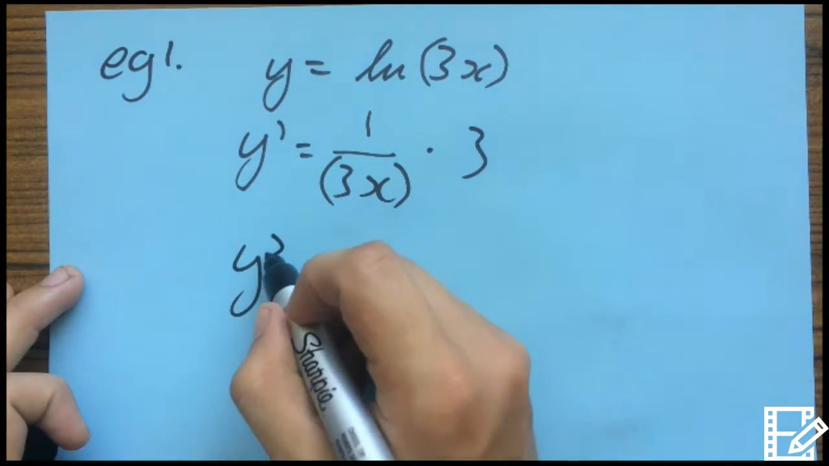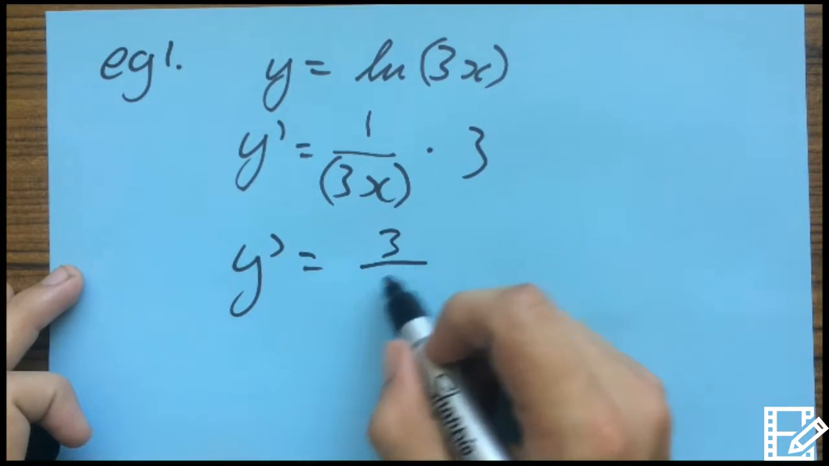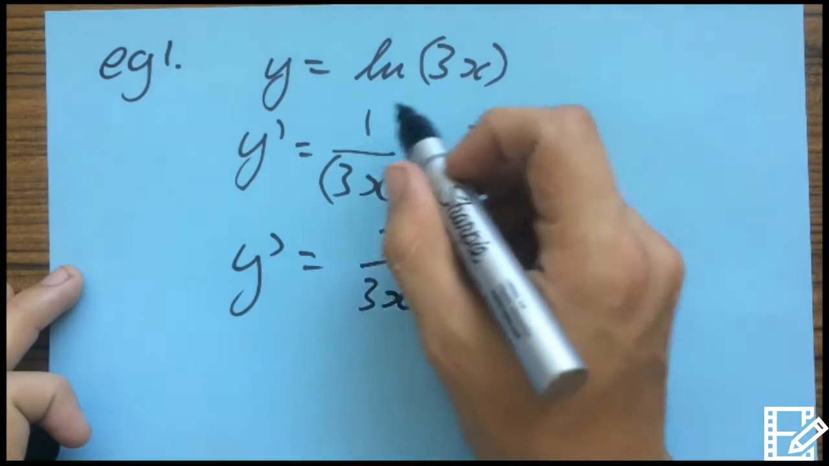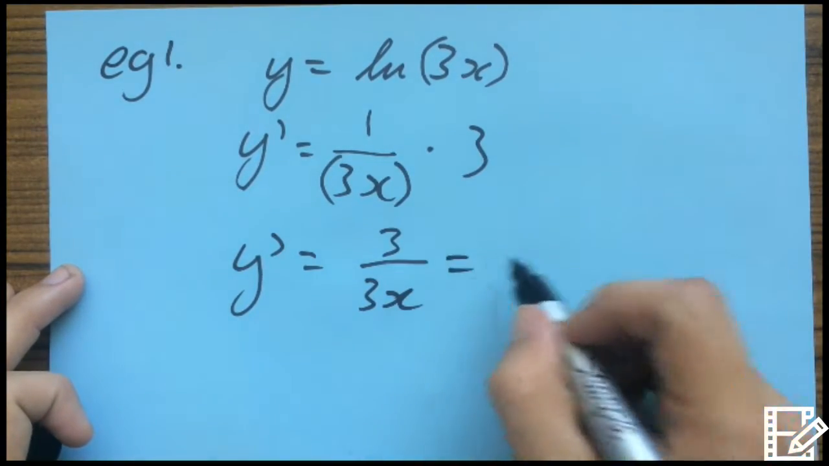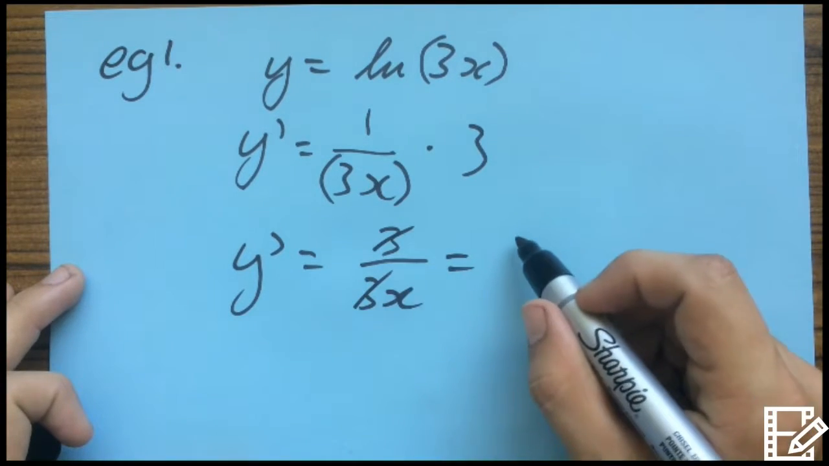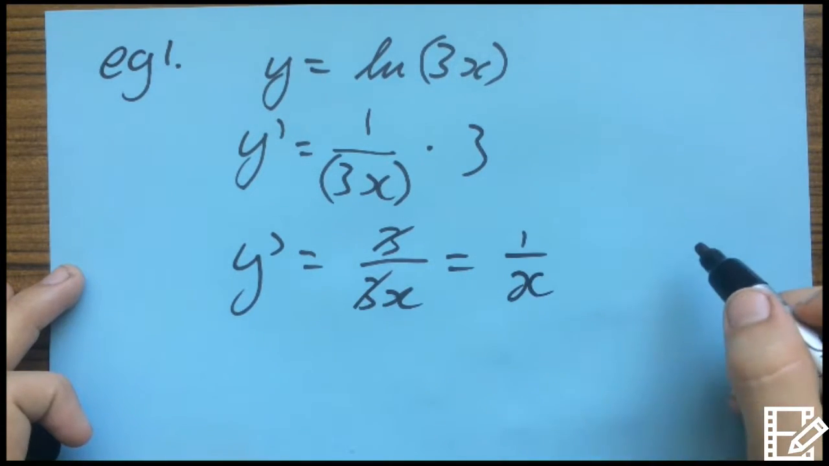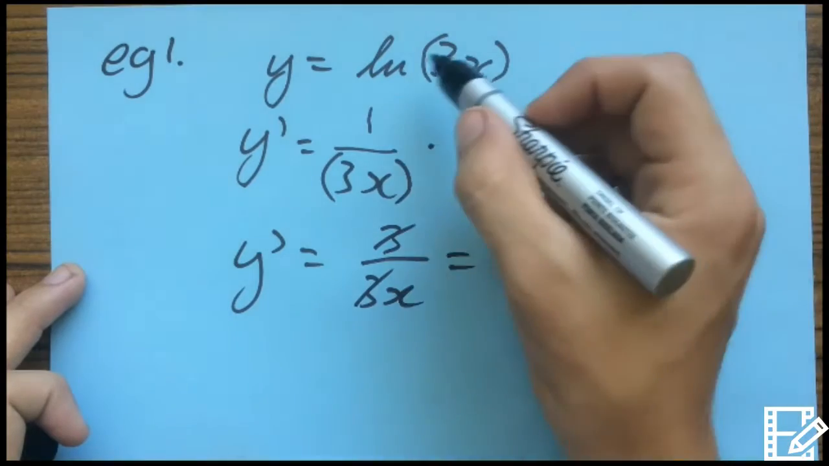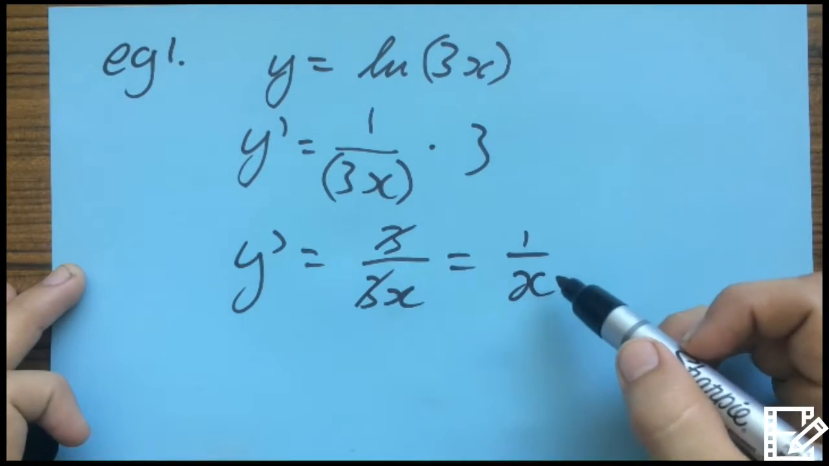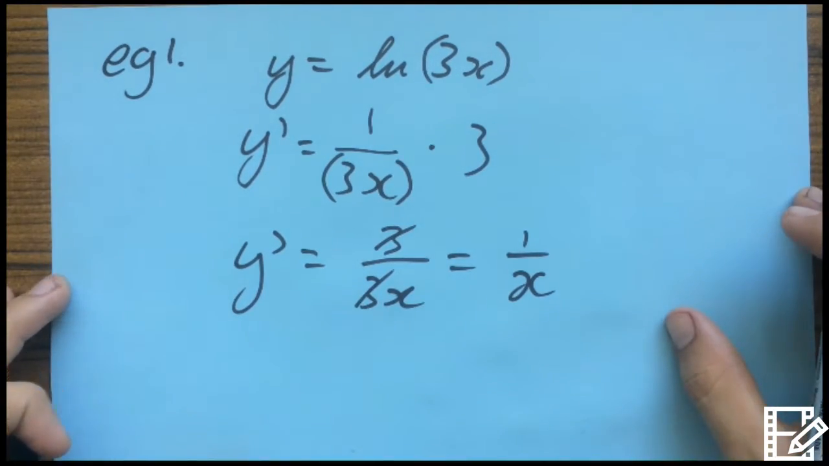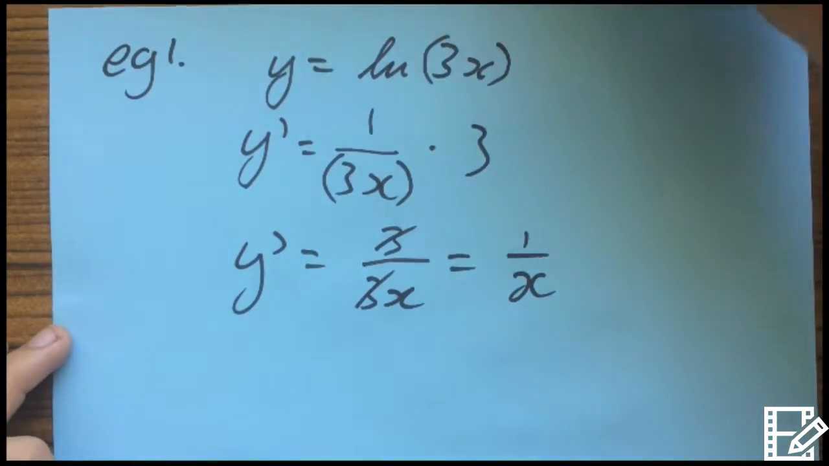If we were to simplify this, we would have 3 on 3x, because we just multiply the 3 on top. And to simplify it further, we cancel out the 3's and have 1 on x. So the derivative of ln 3x is 1 over x. Another example.